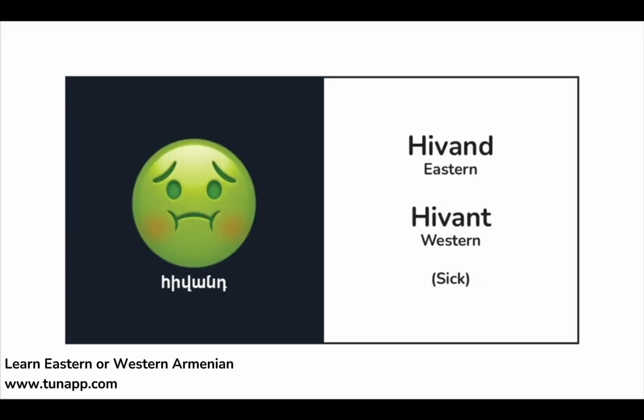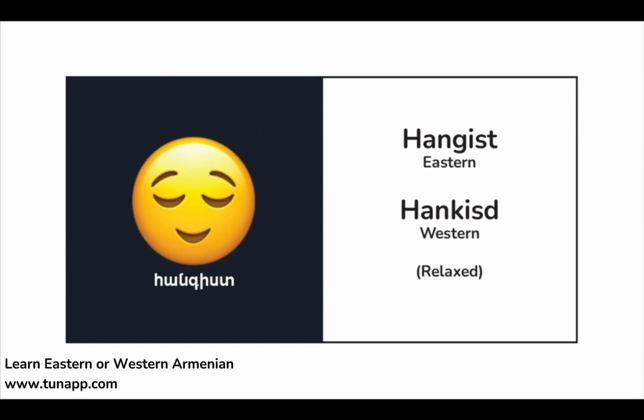Sick. In Eastern Armenian we say hivand. In Western Armenian, hivant. Can you say hivand or hivant? Hivand, hivant, meaning sick. Okay, this word means relaxed in Armenian. In Eastern Armenian it is pronounced hangist. In Western Armenian it is pronounced hankist. Can you pronounce this in your dialect? See if you can repeat it a few times. Hangist, hankist.